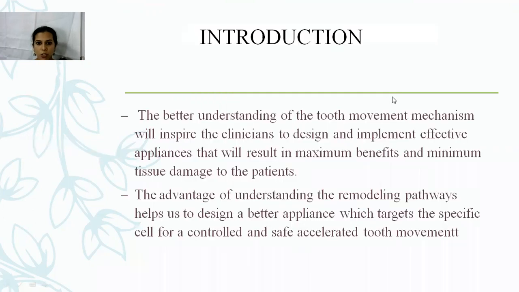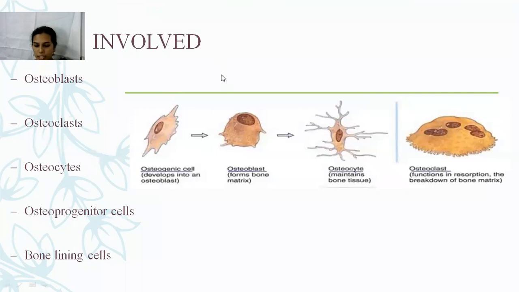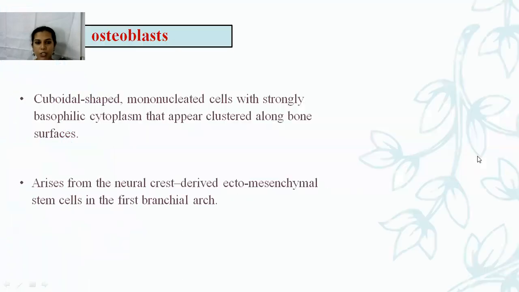To understand the biology of tooth movement, you have to know the cells involved in tooth movement. Those are osteoblasts, osteoclasts, osteocytes, osteoprogenitor cells, and bone lining cells. What are these osteoblasts and osteoclasts? Osteoblasts are bone forming cells, and osteoclasts are bone resorbing cells. So what are osteocytes? These osteocytes are the bone tissue cells which, on stimulation, will go in for either osteoblast or osteoclast activity.